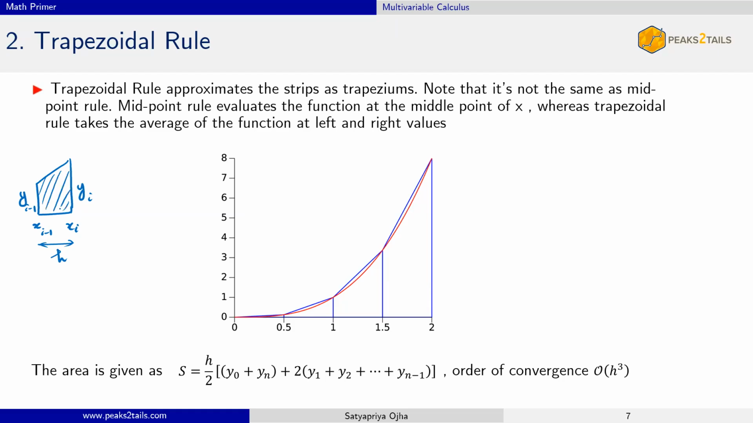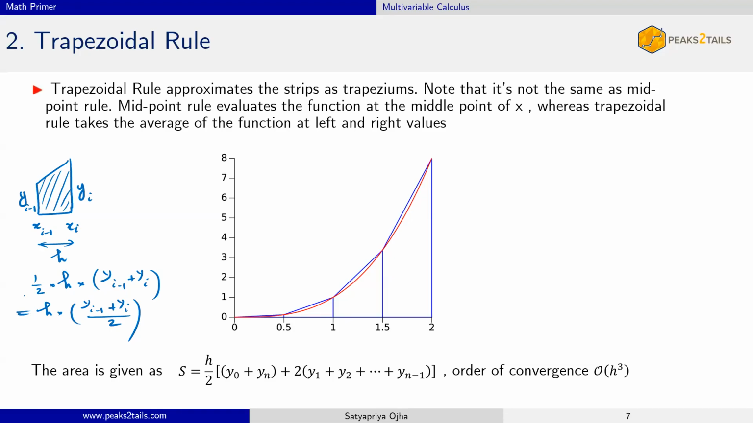What's the area of this trapezium? It's given as half times base times sum of parallel sides. Sum of parallel sides is yi minus 1 plus yi. That's the area of the trapezium. Half times width times sum of parallel sides. I can rewrite this as h times (yi minus 1 plus yi) divided by 2.